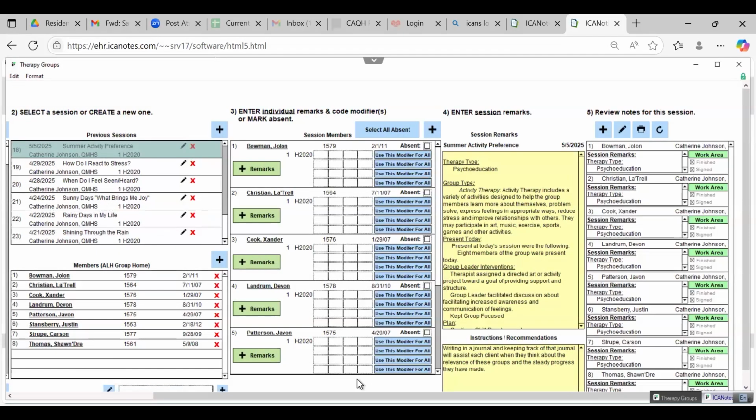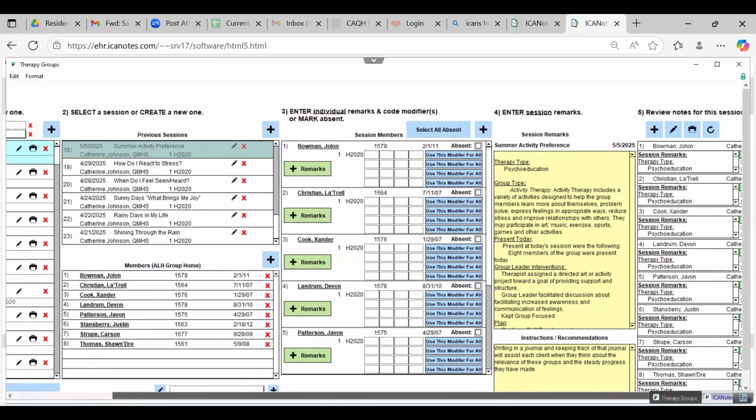So we kind of talked before, this is how we get to the entire note. To the left in the remark section, that's where we'll talk about each individual client and how they experienced the group and the activity. To the right in this yellow box, this is where we'll summarize the entire group. What was the activity? What was the objective? How did people react in general? And then down here, we also have instructions and recommendations.